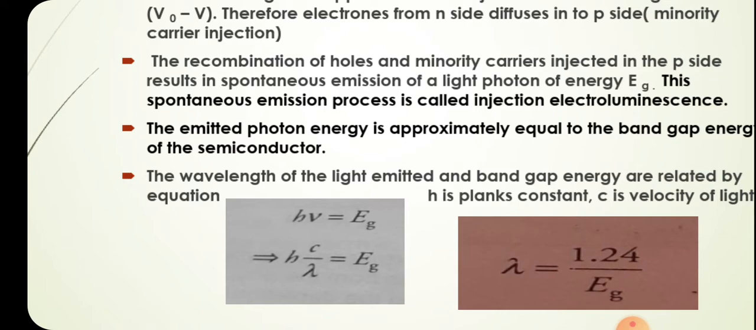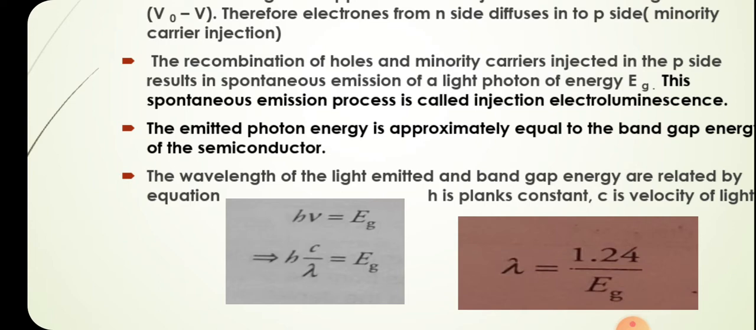We can substitute the values of h and c, where h is equal to 6.62 into 10 raised to minus 34 and c is equal to 3 into 10 raised to 8. Once we substitute these values, we can write the equation for lambda as lambda equal to 1.24 by Eg. So the wavelength of the emitted photon and band gap energy are related by the equation lambda equal to 1.24 divided by Eg.